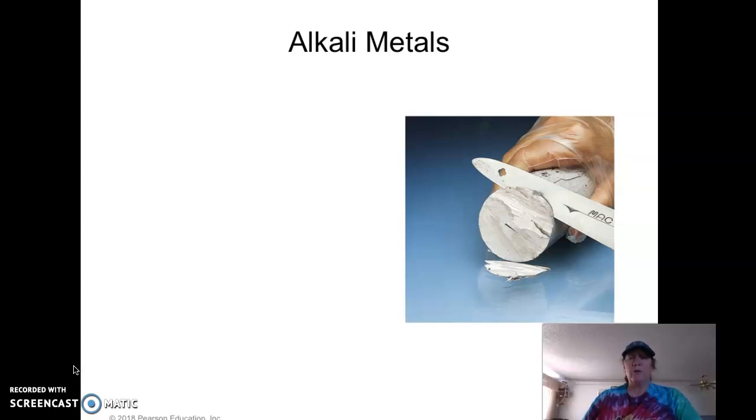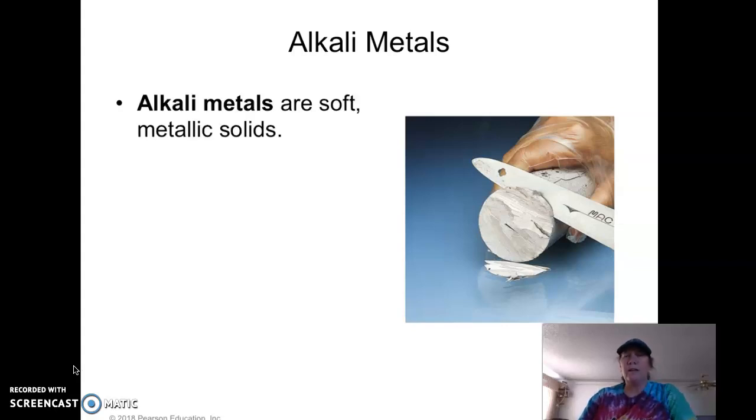And again, a family or group is a column on the periodic table, and they have similar properties, because they have the same amount of valence electrons. So the alkali metals are the first column, except for hydrogen. This is like lithium, sodium, potassium, those guys. Okay, they are the alkali metals.